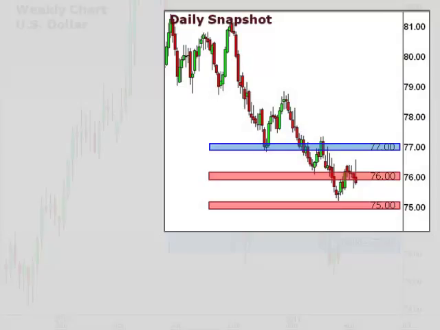The daily chart reflects last Friday's reversal candle, suggesting a possible continuation to the downside. Consolidation above 76 opens the window for a short-term move towards 77.